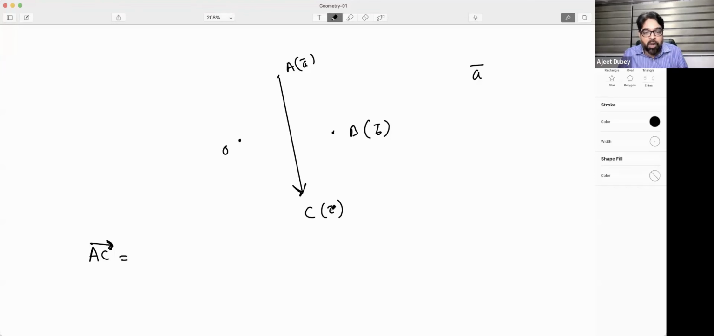The head position vector is what? When I write C, it means this position vector is C. If I write A, this position vector is A. And this position vector is B. So now the AC vector will be what? Head minus tail. Where is the head? On C. So C minus A. Is this clear to everybody? Yes, sir. Sir, one more time. Should I repeat?